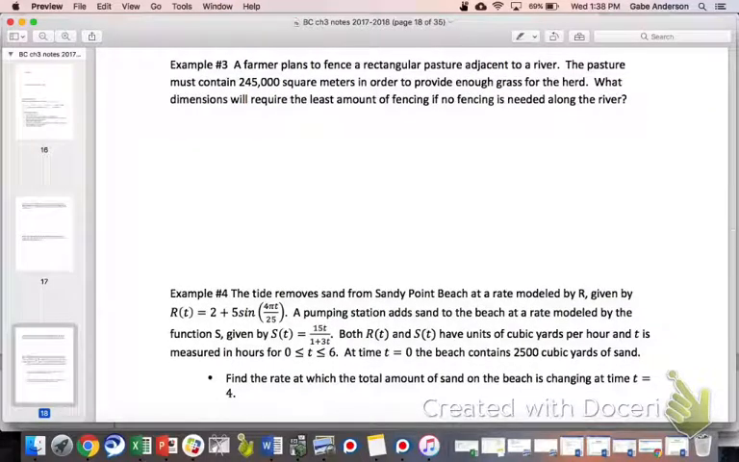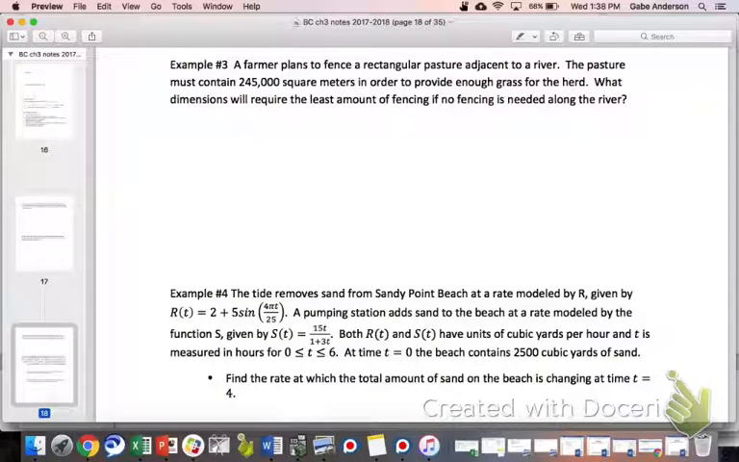A farmer plans to fence a rectangular pasture adjacent to a river. The pasture must contain that many square meters to provide enough grass for the herd. What dimensions will require the least amount of fencing if no fencing is needed along the river? So this is a classic maximization, minimization type of question. And this is also one where a picture would be wise. So start by sketching a picture.